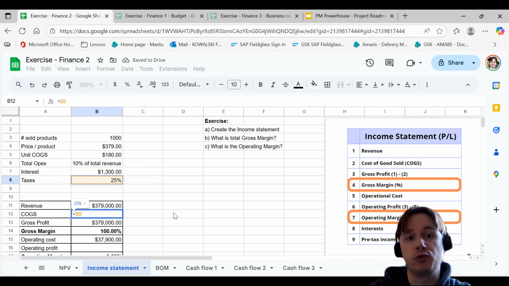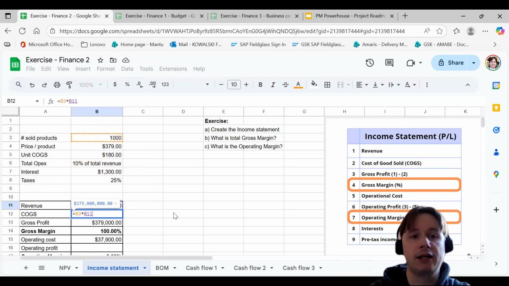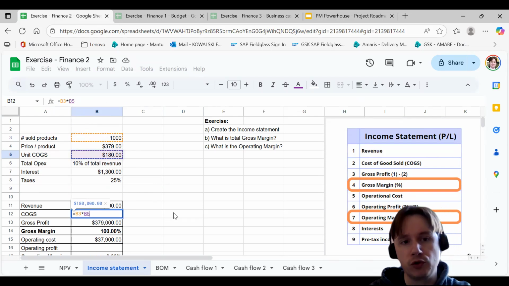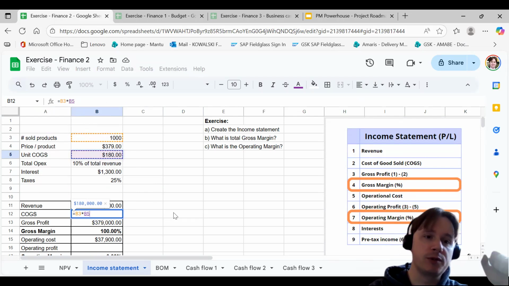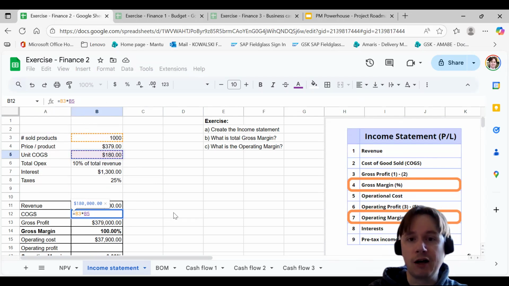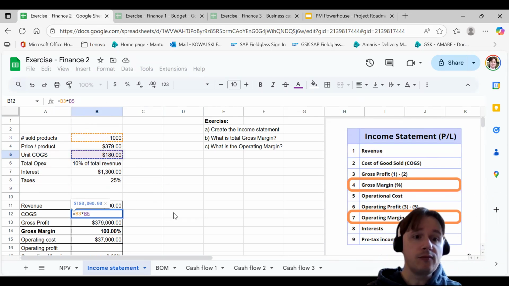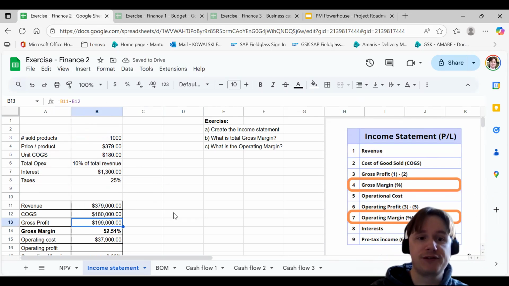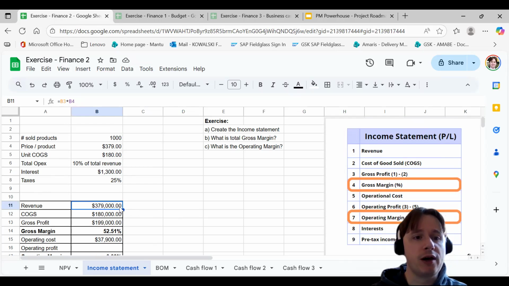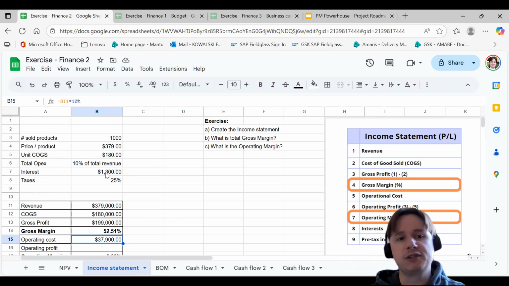Then if you produce 1,000 products, you're going to multiply by the cost of production, the unit cost of goods sold, which is basically the cost to produce something. Again, the iPhone, to build or assemble the iPhone. If you're thinking about a car, the cost to produce the car. If it's a service, the cost to execute the service, the cost per hour. So here you have the revenue and the cost of goods sold. Then you have your gross profit, that's simply this minus this one. Then you have your gross margin and you have your operating cost, which very often in a project business case, you're going to see as a percentage. Again, what's the operating cost?